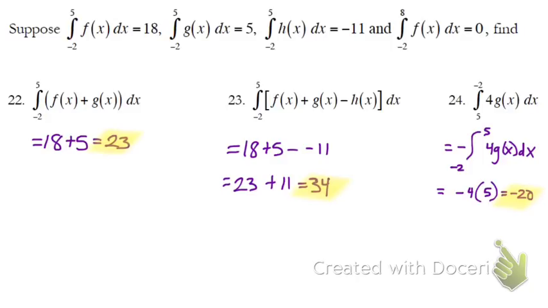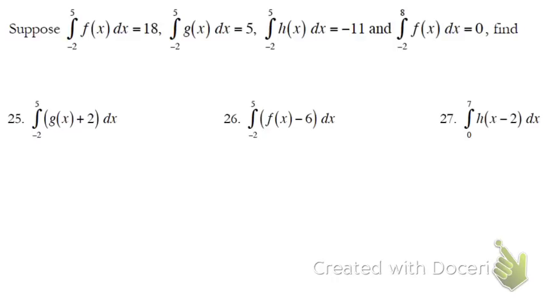All right. Number 25. Now, this one we have to be a little careful about, and they love to ask this question on the AP test. Not a ton, but they have asked it before in the past. I want to make sure you guys know how to do it. So this is a little different than the constant multiple.